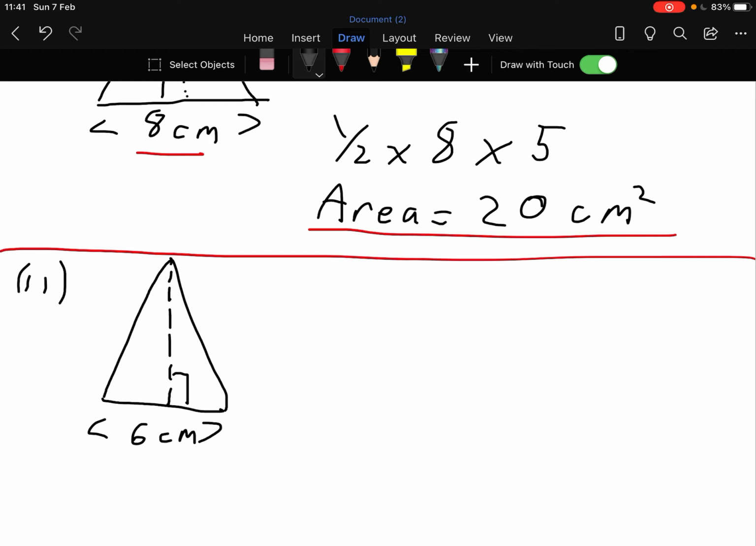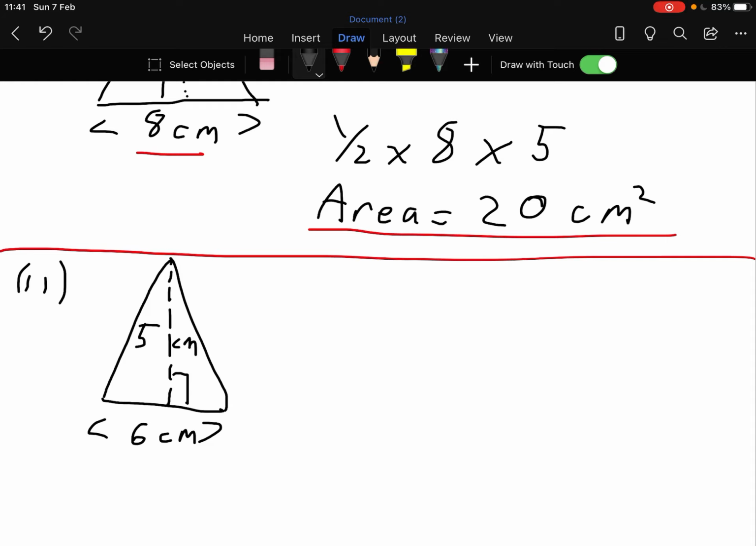Okay, so that's our triangle, and its vertical height is 5 centimeters again. So solve that there. Pause the video, do the maths.